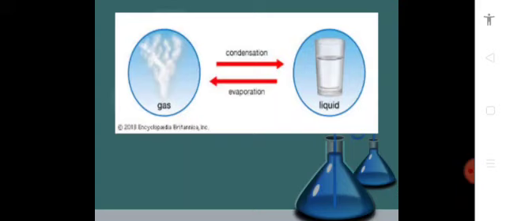Here we can see that it is a reversible process. A reversible process means one which continues in the forward direction as well as in the reverse direction. When the liquid evaporates, in the evaporation process the liquid converts to the gaseous or vapor form, and in the condensation process, the same vapors or gas convert back to the liquid state. So here we can see that the system is at equilibrium and the two processes are going at an equal rate.